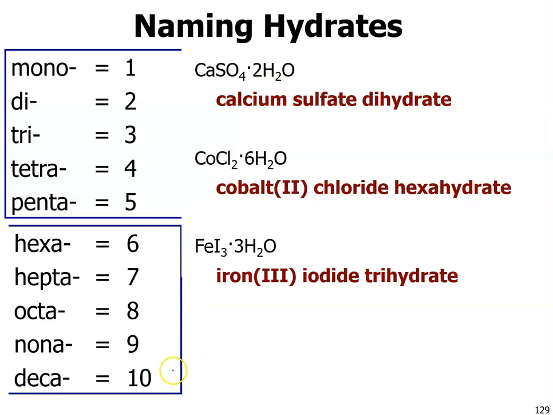And here's the complete list up to 10. So that concludes what I wanted to talk to you about, naming some simple ionic compounds. And next we're going to start talking about how we can take some of these chemical reactions and start utilizing that information to start solving some problems.